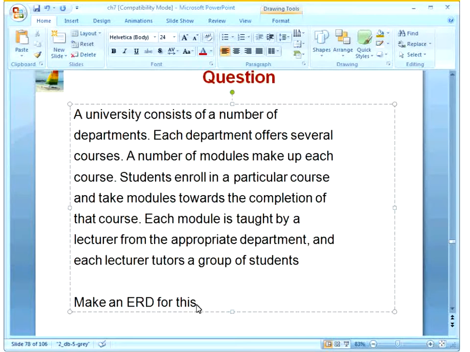So I want you to first identify all the entities, identify the relationships, and make an entity relationship diagram for this. Okay, is it understandable? Are you getting it? If you have any question, you can ask me now. I'll give you around 10 minutes to do this activity, and then I'll be back and I'll explain how this was done.